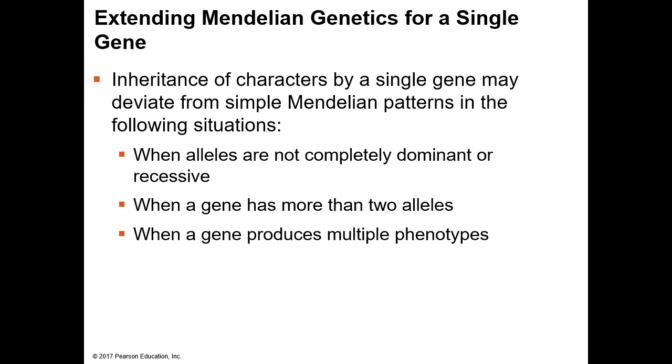So next we're going to be talking about the exceptions to Mendelian genetics. Inheritance of characters by a single gene may deviate from simple Mendelian patterns in the following situations. First, when alleles are not completely dominant or recessive. Second, when a gene has more than two alleles. And third, when a gene produces multiple phenotypes.